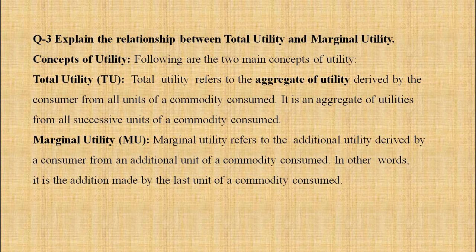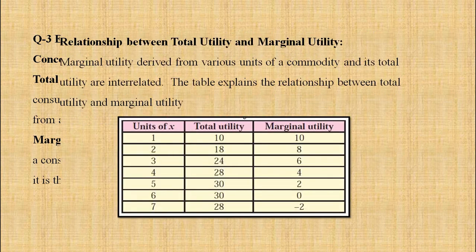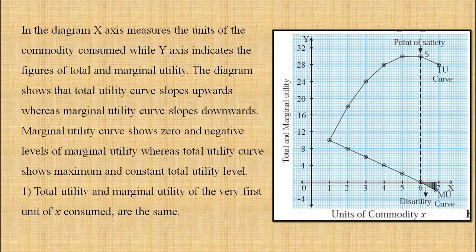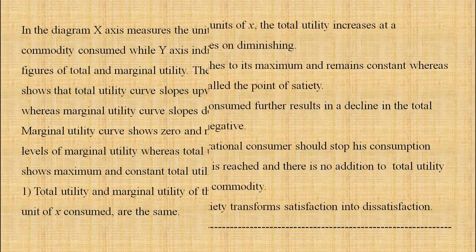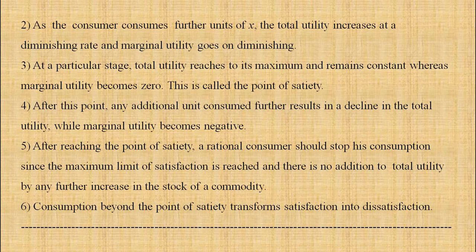Students, the question can be: explain the relationship between total utility and marginal utility. First give the definition of TU and MU, then give this table, then the diagram and the diagram's explanation. Here your explanation of this question is over.